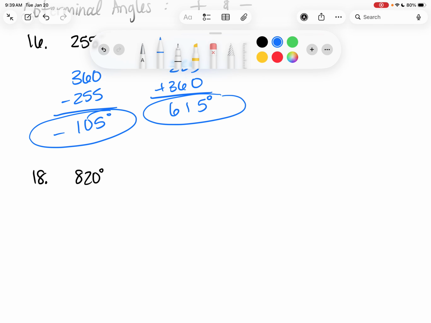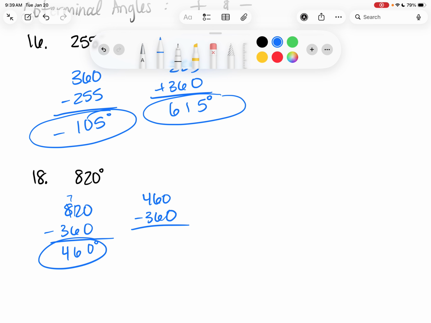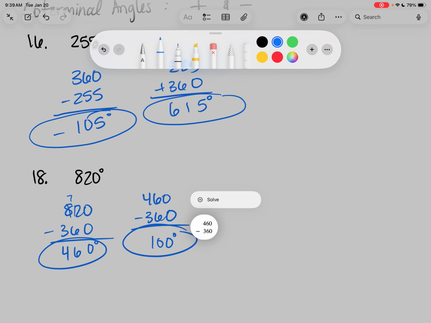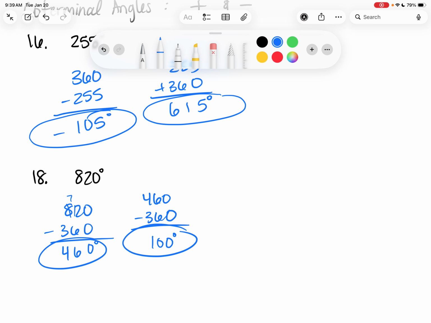So I could do 820 minus 360, and that would be 460 degrees. So this is one option for a positive one. I could also do 460 minus 360 and get 100 degrees. That's another option for a positive answer. And then I know I need a negative one, so I'm going to subtract again. So 100 minus 360 is negative 260. So that's an option for my negative one.